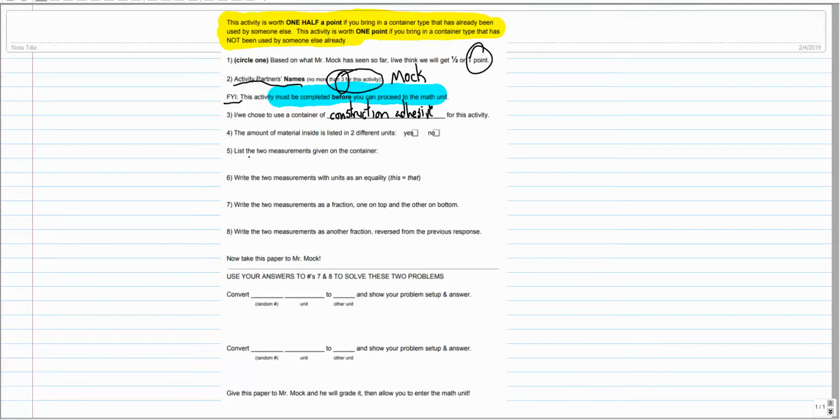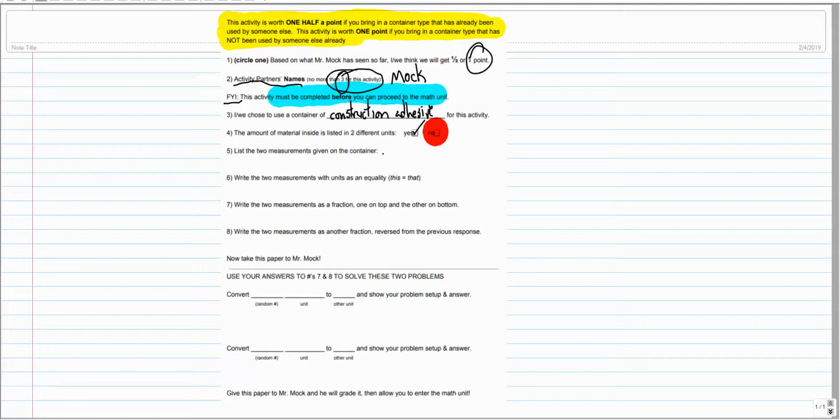For this activity. Number 4, the amount of material inside is listed in 2 different units. Yes. If you pick no for this, then you can't do this activity. You've got to get something that has 2 different units on it. And that shouldn't be hard in this country because we use old school imperial units and the metric system is all over the world. So list the 2 measurements given on the container.